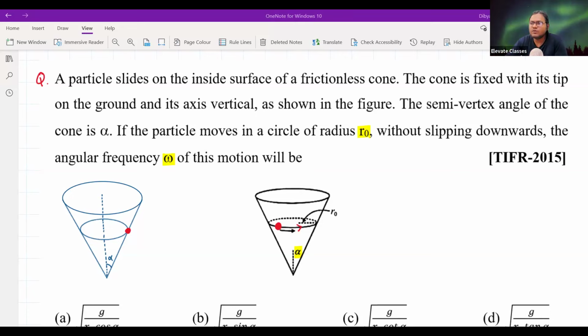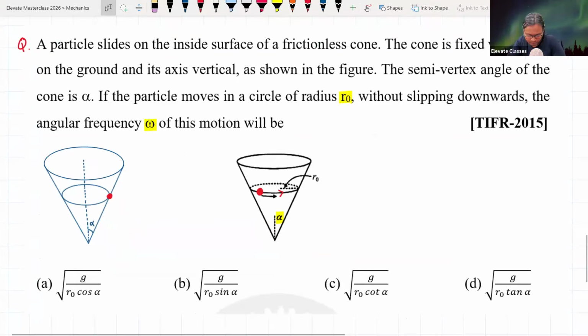Tell me, what are the forces involved? Normal reaction. So, first is gravity, right? Yes. And then you have normal reaction. Why? Because the bead is sliding on a conical surface. So, of course, there is going to be a normal reaction.